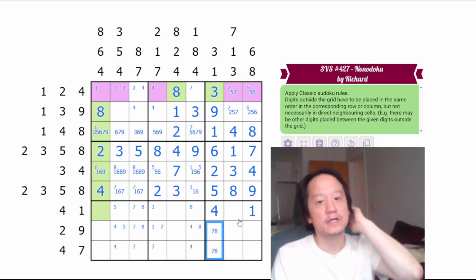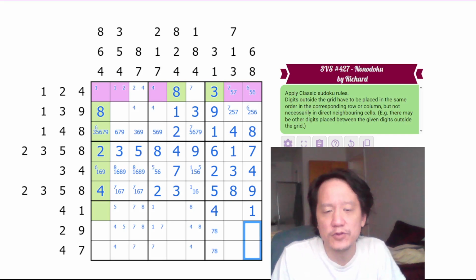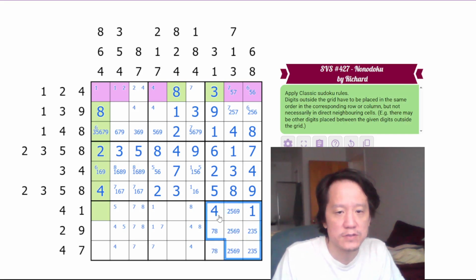Remaining digits in column 9 have to be 2, 3, 5. It cannot be 6 because 6 has to be one of these two digits. Remaining digits in column 8: 2, 5, 7, 9, 6. No 7 because of the 7, 8 pair in the box. This cannot be 2 here because that would be after a 9. This can't be 2 here because it would be after a 9.